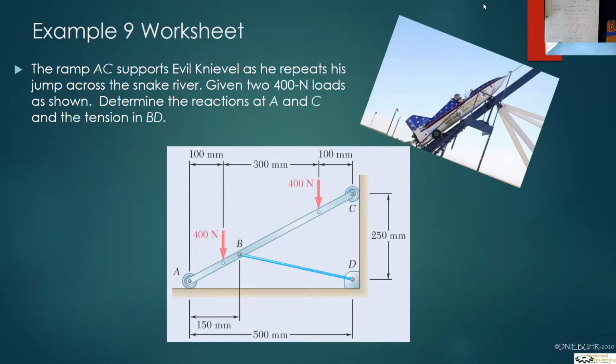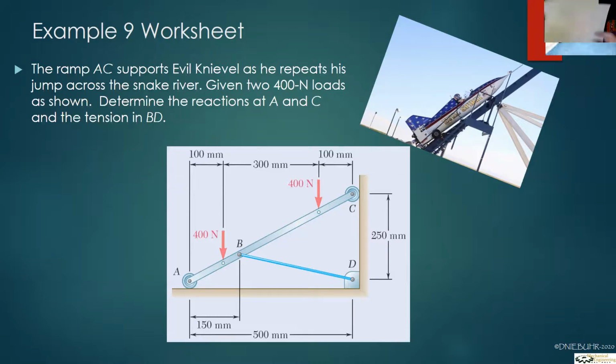So anyway, here we have a system where we have contact points at A and C, and then we have this tension BD. And we have the 400 newton loads at each, and we want to figure out what is the reaction at A, what is the reaction at C. Now, we can see right away that A is a roller, C is a roller, so A is going to have a vertical reaction, C is going to have a horizontal reaction. That's not so bad. But then the question is, how do we solve those?